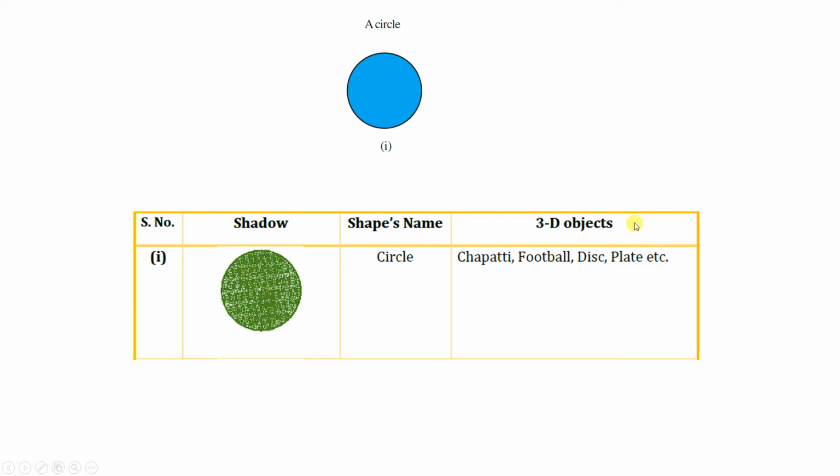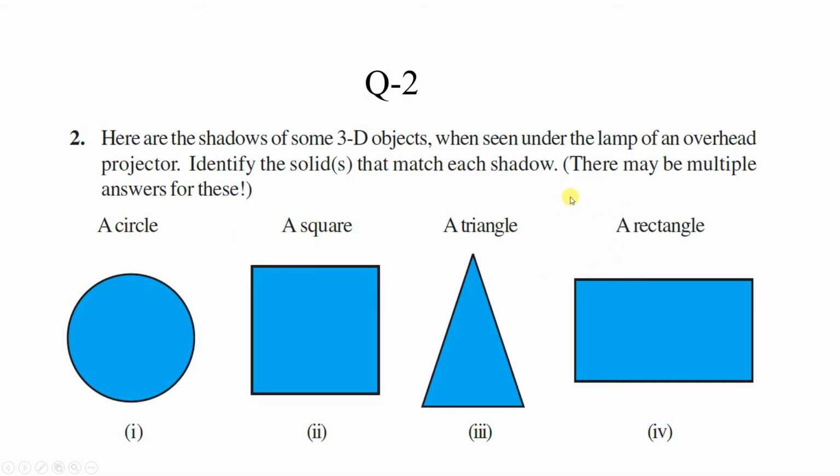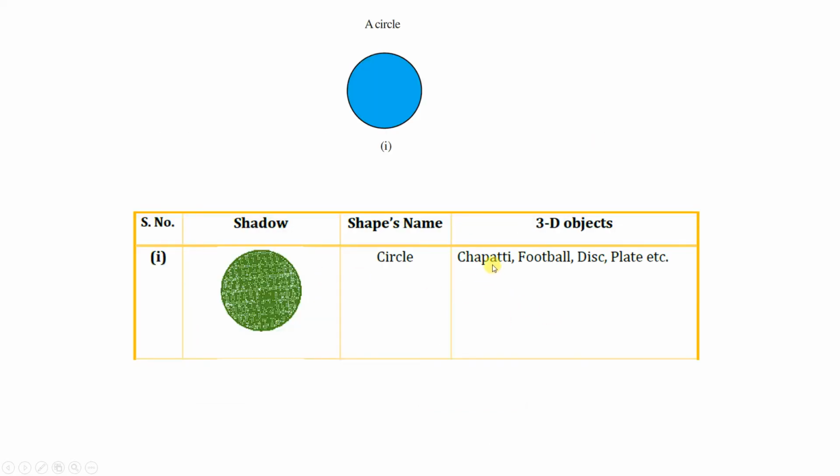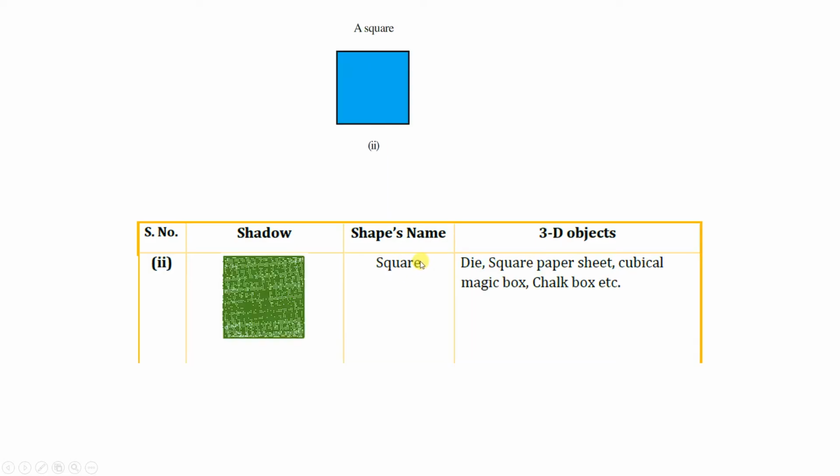So the objects are 3D objects, that means solids, which are nothing but chapati, football, disc, plate, etc. In the question it is already given that there may be multiple answers, and yes, there may be multiple answers for this. It could be chapati, football, disc, plate, etc. Football could also be there, or a small cricket ball. And for all these solid shapes, when they are put below any bulb, the projection we get is nothing but a circle.